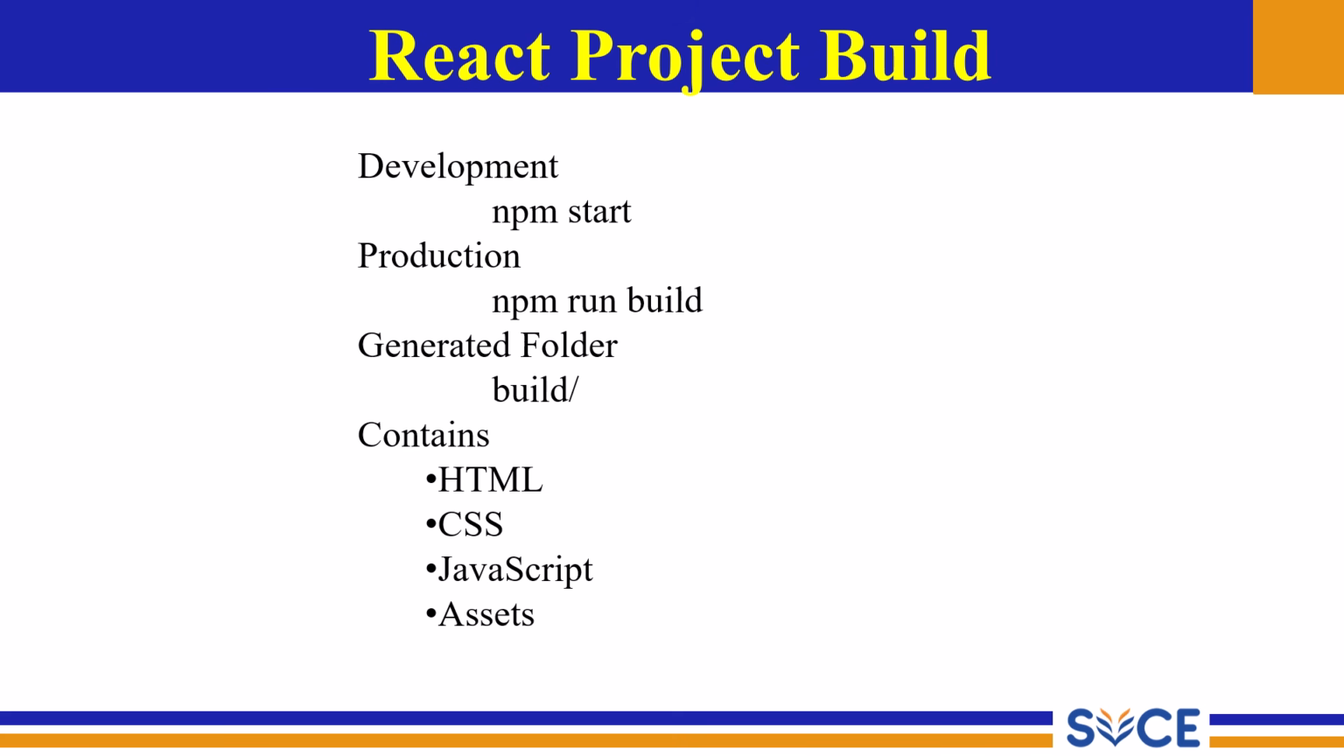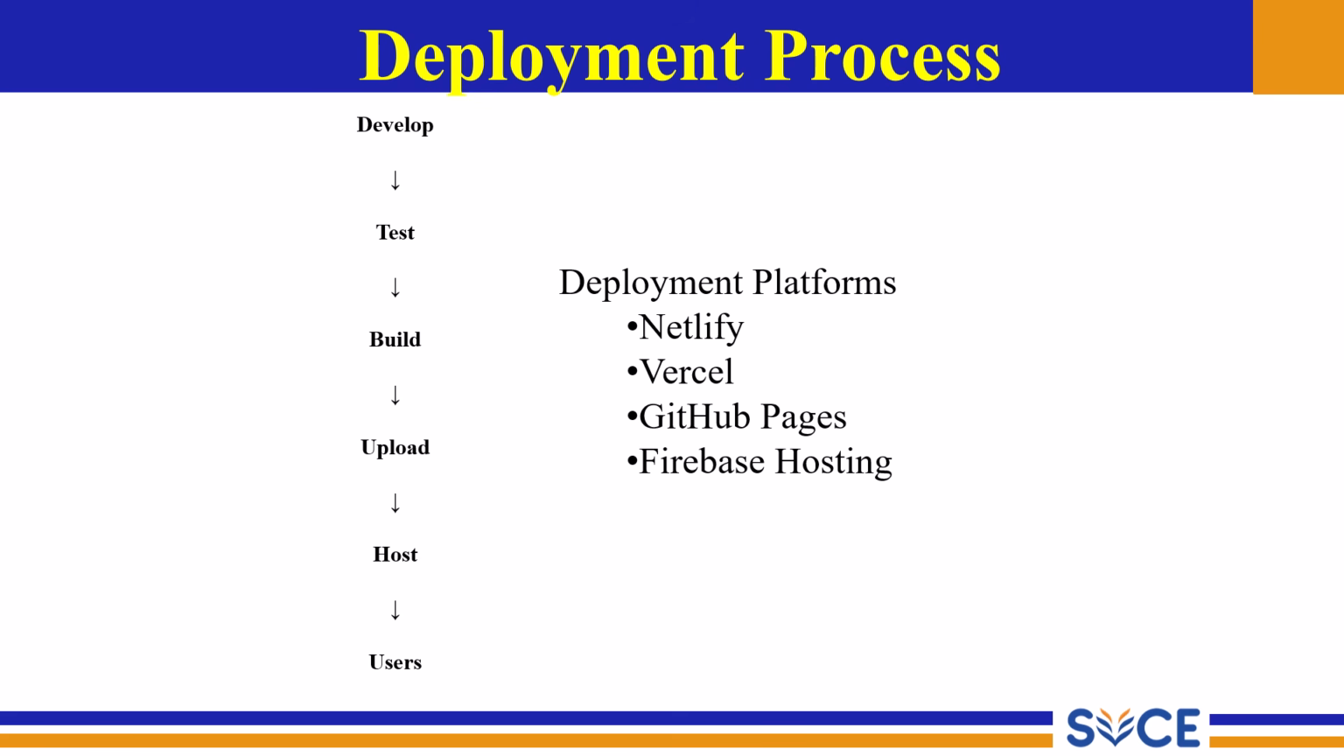Advantages of build: smaller file size, faster loading, better performance, optimized code, improved security. Every professional React project follows this process before deployment. Deployment process: once the build folder is ready, the next step is deployment. Deployment means making the application available on the internet. The process is simple: develop, test, build, upload, host, users access the website.